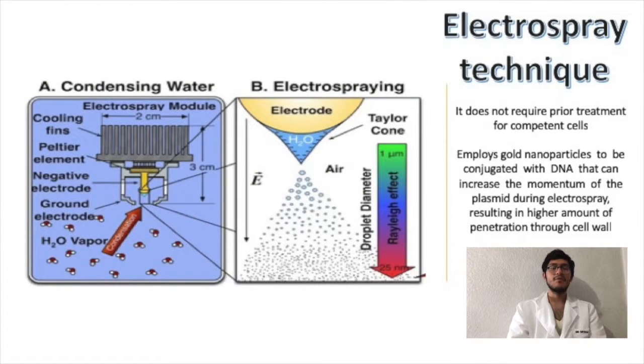And the last example could be the electrospray technique. This process was previously known as electrohydrodynamic atomization. Electrospray employs an electric field to disperse and accelerate liquid droplets or fine particles. An advantage of this method is that it doesn't require prior treatment for competent cells. The principle employs gold nanoparticles conjugated with DNA, which can increase the momentum of the plasmid during electrospray, resulting in higher amounts of penetration through the cell wall.